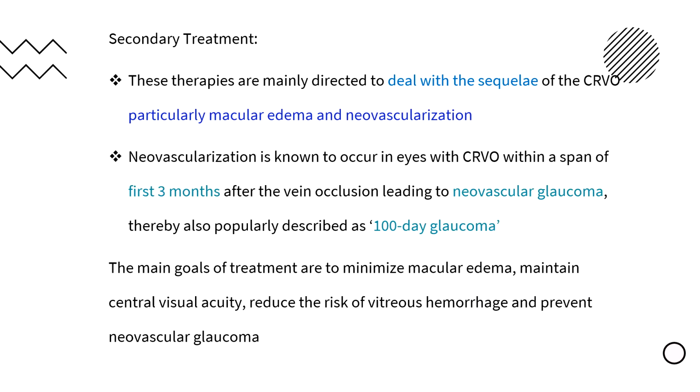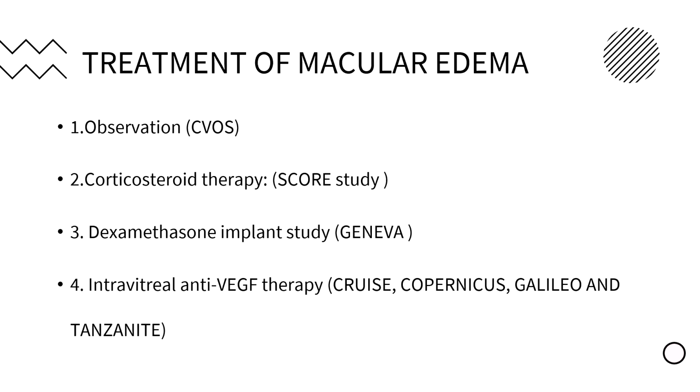in the fellow eye. Secondary therapy: these therapies are mainly directed to deal with the sequelae of CRVO, particularly macular edema and neovascularization. Neovascularization occurs in eyes with CRVO within the first 3 months after the vein occlusion, leading to neovascular glaucoma, popularly described as 100 days glaucoma. The main goals of treatment are to minimize macular edema, maintain central visual acuity, and reduce the risk of vitreous hemorrhage and prevent neovascular glaucoma.